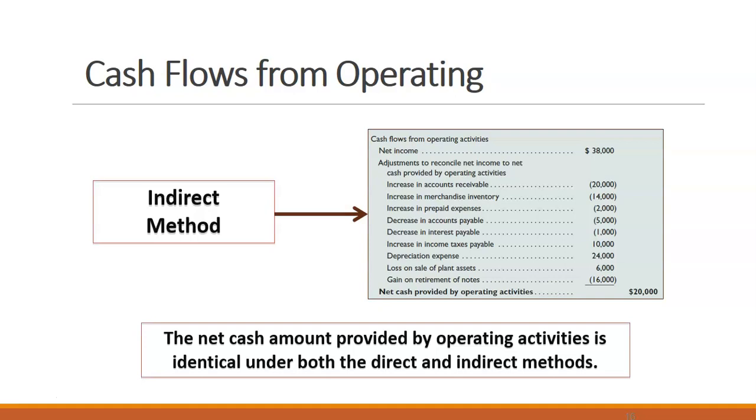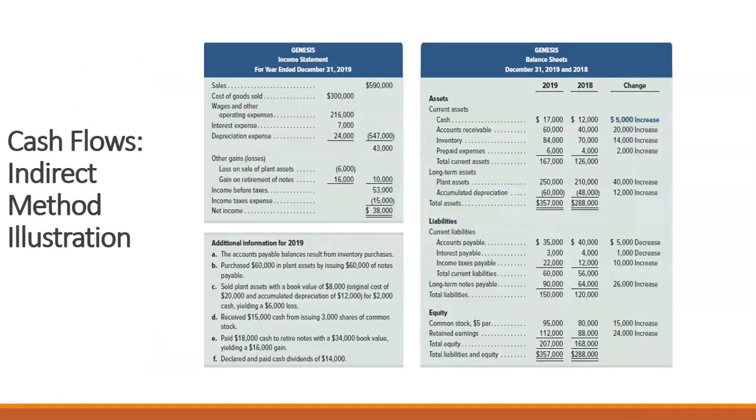We then make adjustments to net income based on our operating activities. So we have the increases or decreases in current assets and current liabilities. And then we add back non-cash expenses such as depreciation expense. And then we look at losses and gains for any kind of loss or gain that we have. So if we look at this next example, we have comparative balance sheets, and we have an income statement, and we have some additional information.